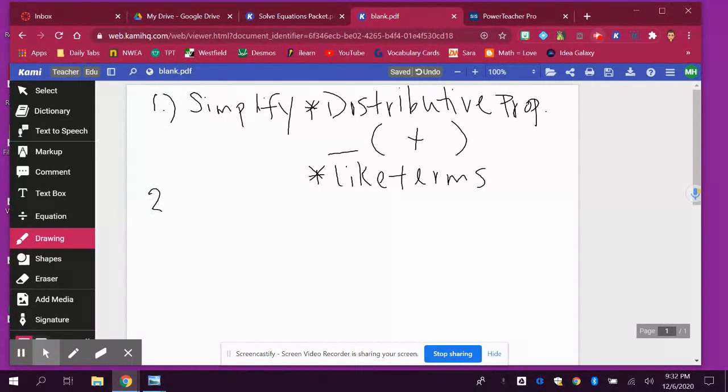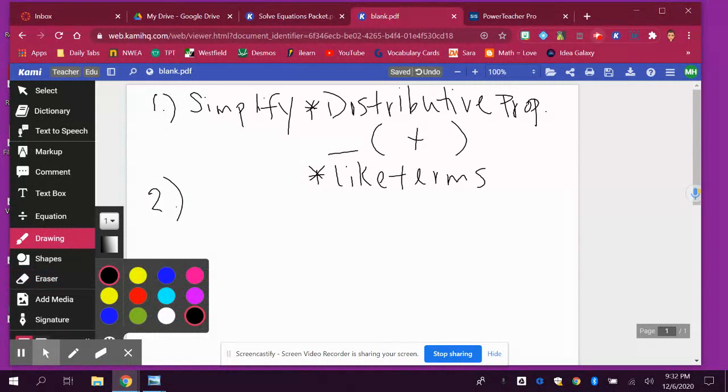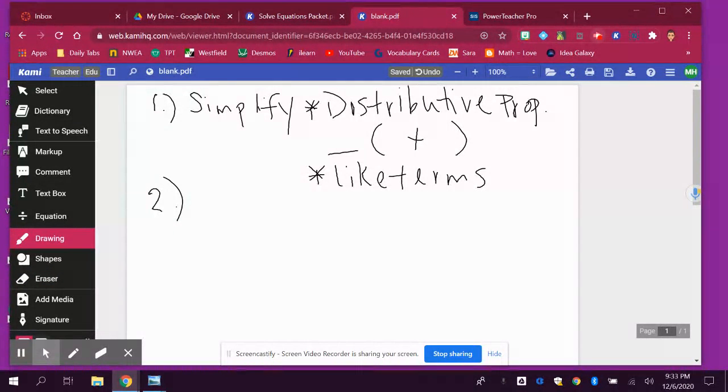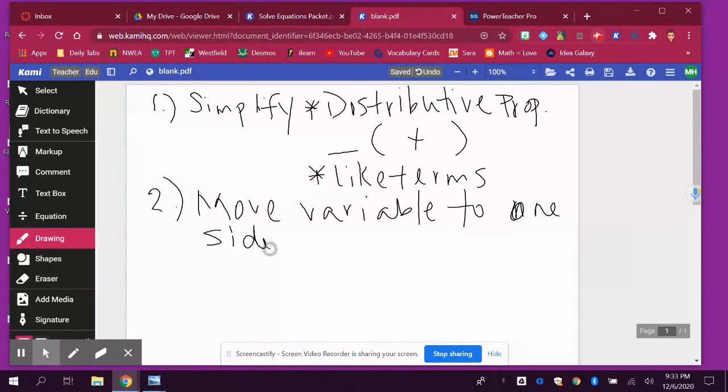Then you're going to solve your two-step equation. Oops, no, I apologize. We're not quite there yet. Next, after the distributive property, we are going to move variables to one side, and constants to the other.